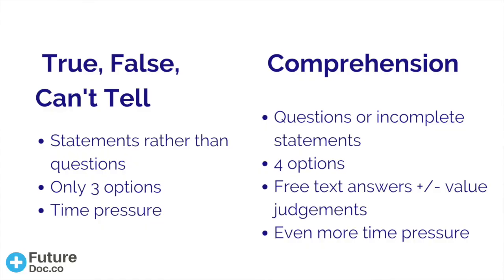As you can see on your screen now, I've put a comparison between the two types of questions, and some of the key differences between them. As you can see from the differences, one of the standout features is these free text answers and the value judgments. Now value judgments are those tricky questions where multiple answers could be true, but they actually want a specific answer out of those, and it's usually the most correct or most likely or the best answer.